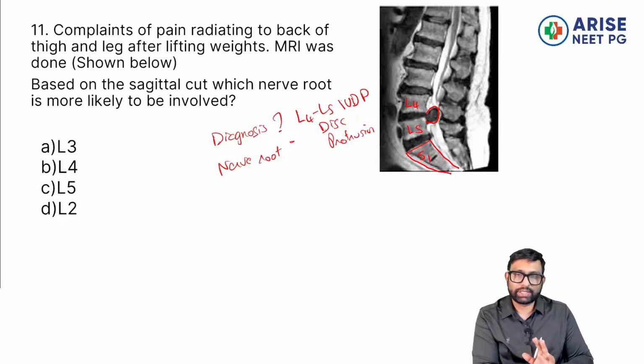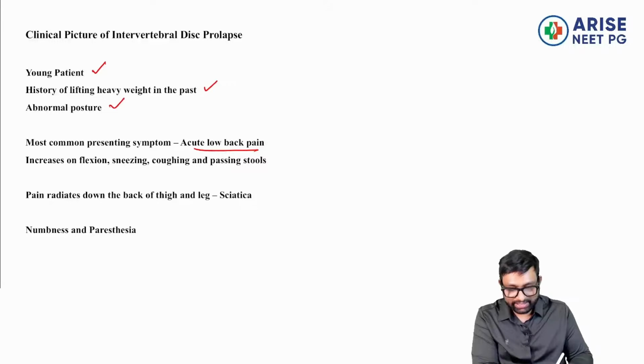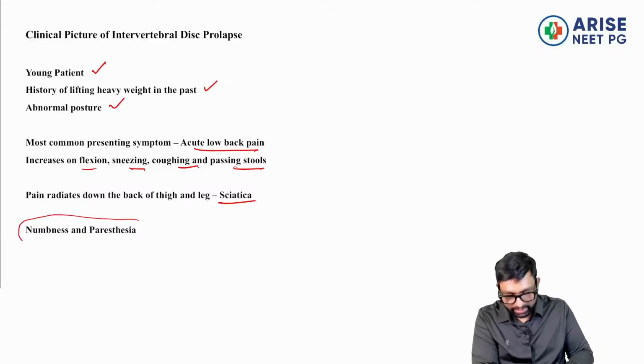Now, which nerve root is affected? To understand this, you have to go and understand the concepts a little bit. So what is a clinical feature of intervertebral disc prolapse? You'll have a young patient who will have lifted some weight or had some abnormal posture, now presents with acute low back pain, which increases on flexion, sneezing, coughing, passing stools, anything that increases the intra-abdominal pressure. And classically in patients with disc pathologies, they'll have a radiating pain down the leg, which is called sciatica, and patients will have numbness and paresthesia.